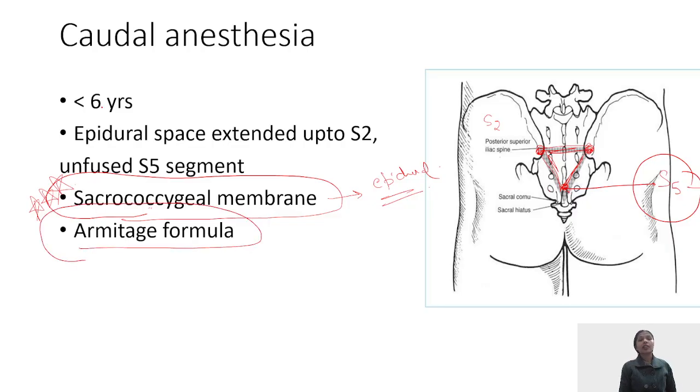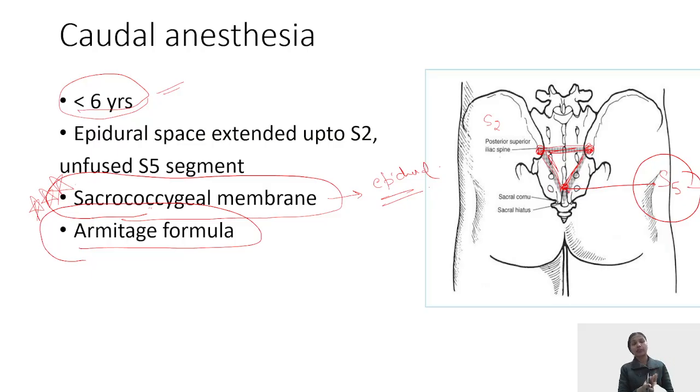I'm sorry, I forgot to tell you that it is only given in less than 6 years of age, because after that, this all becomes fibrous, and this unfused S5 segment gets fused together because of that fibrous tissue. So it is less preferred in adults. It does not mean it cannot be given in adults. These days, ultrasound guided caudal anesthesia is being given in adults also, but preferred is always pediatric cases, and it is an epidural anesthesia. Done.